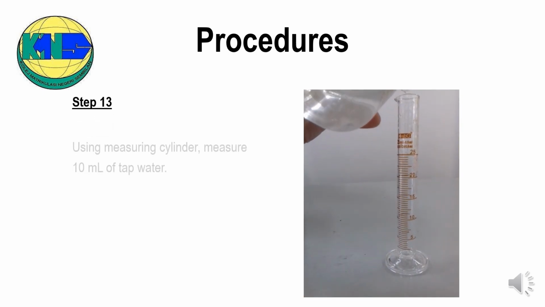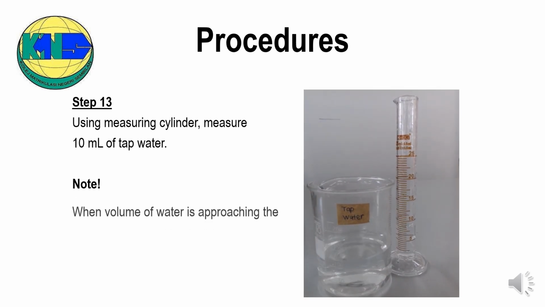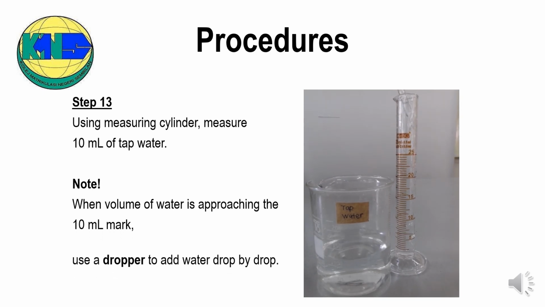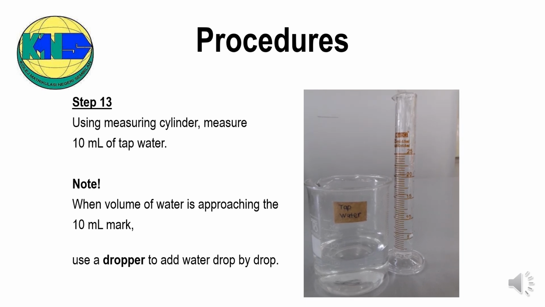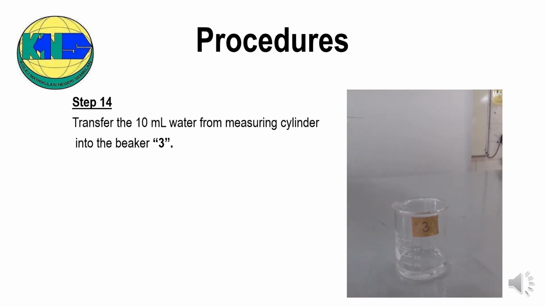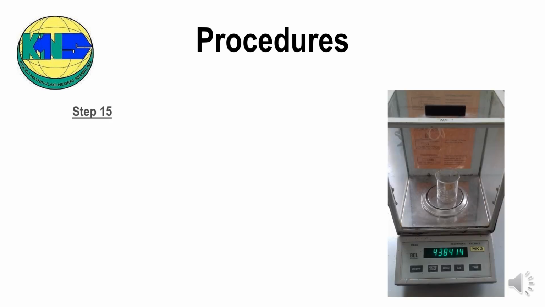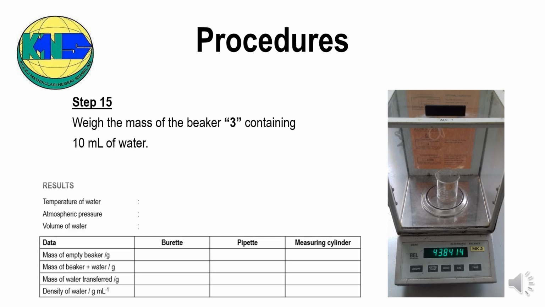Step 13. Using measuring cylinder, measure 10 ml of tap water. Note: when the volume of water is approaching the 10 ml mark, use a dropper to add water drop by drop. Step 14. Transfer the 10 ml of water from the measuring cylinder into the beaker 3. Step 15. Weigh the mass of the beaker 3 containing the 10 ml of water.